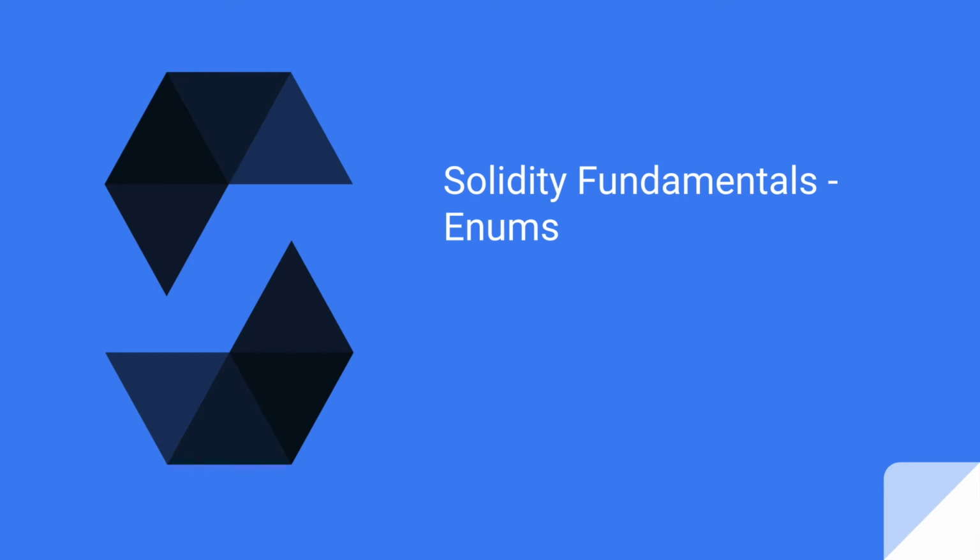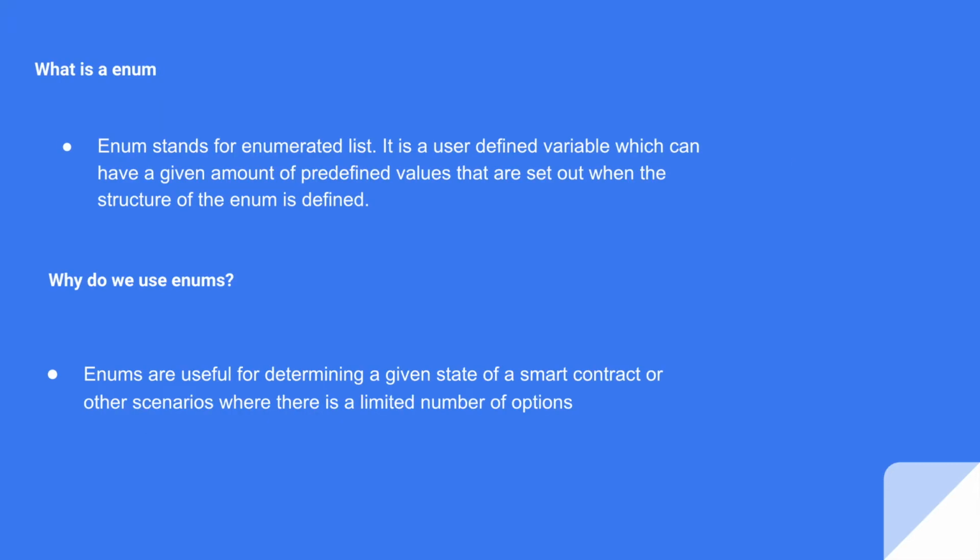Here we're going to have a look at some of the fundamental concepts in Solidity, and today it is enums. Now, enums are really useful, and we're going to begin as always with what exactly is an enum. An enum is an enumerated list. It is a user-defined variable which can have a given amount of predefined values that are set out when the structure of the enum is defined.